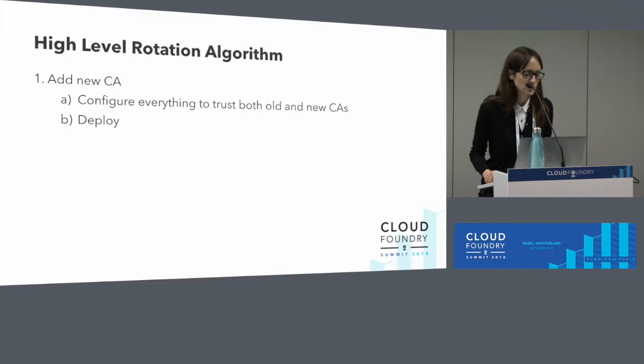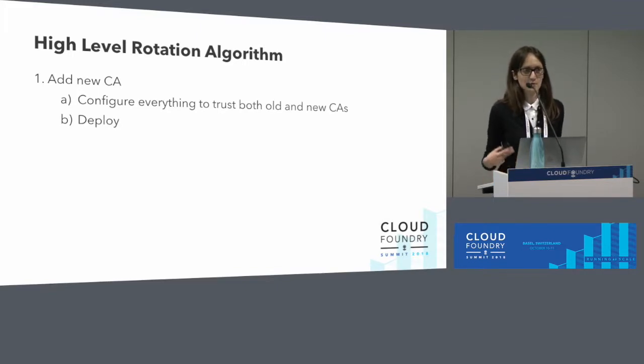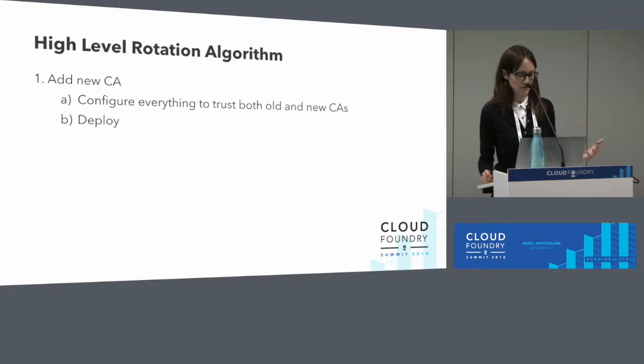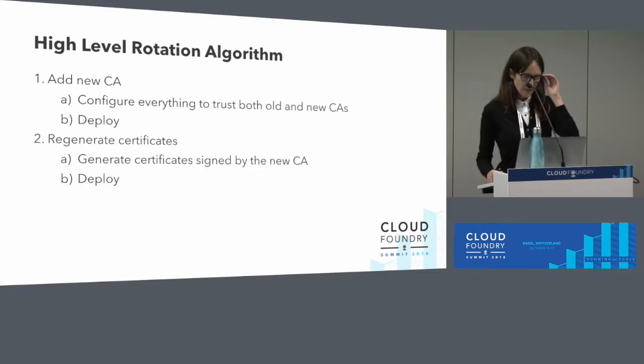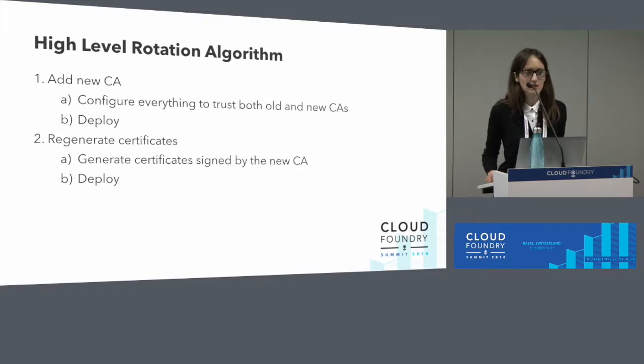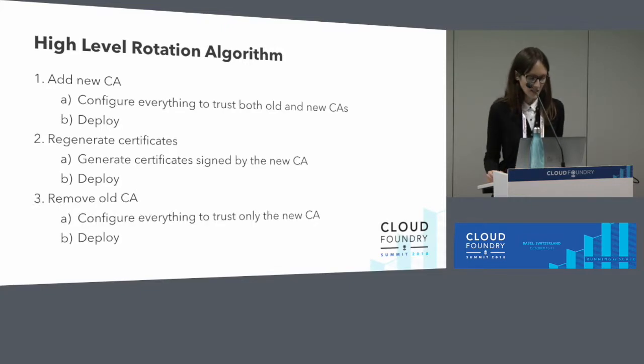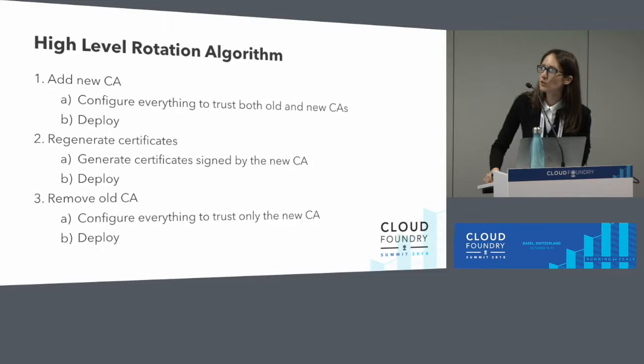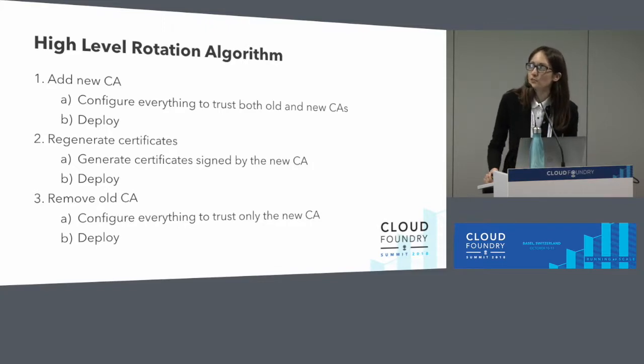So step one would be to add a new CA. In this step, you would want to configure everything to trust both CAs and redeploy so that component trust stores are updated with these new CAs. Step number two, you would want to regenerate all of your certificates with the new CA and then deploy again. And step number three, you want to remove the old CA. That's where you configure everything to only trust the new CA. So it's kind of the reverse of step one, and redeploy.